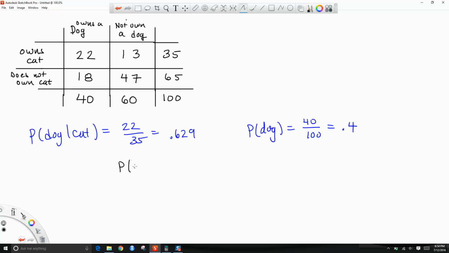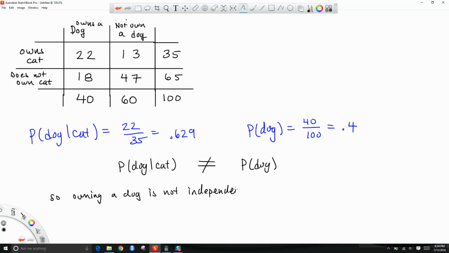The probability of dog given cat is not equal to the probability of dog. Therefore, they are not independent. So owning a dog is not independent of owning a cat. What it appears is that if we know nothing about the person, the probability that he owns a dog is 40%. If we know that the person owns a cat, the probability he or she owns a dog goes up to 63%.